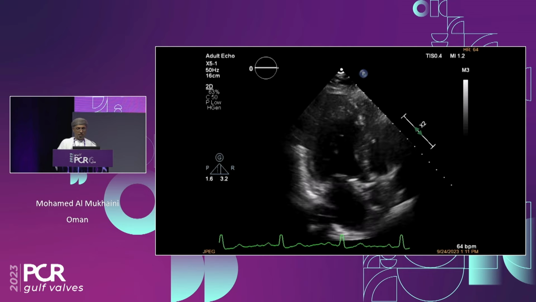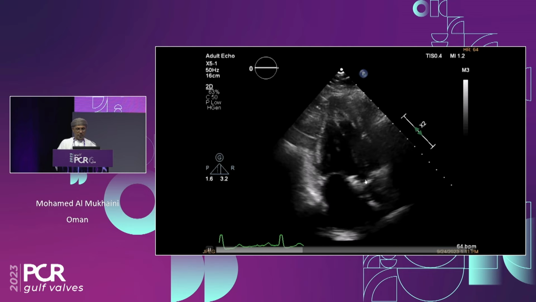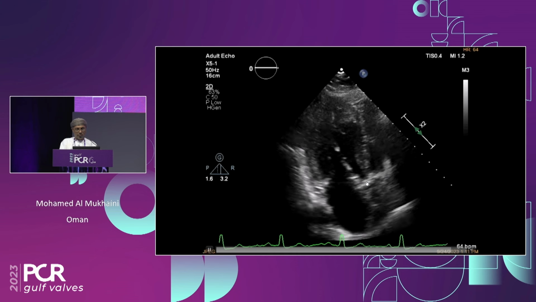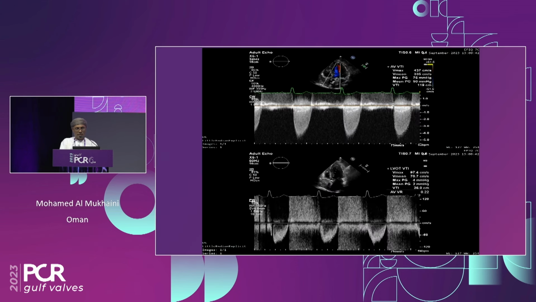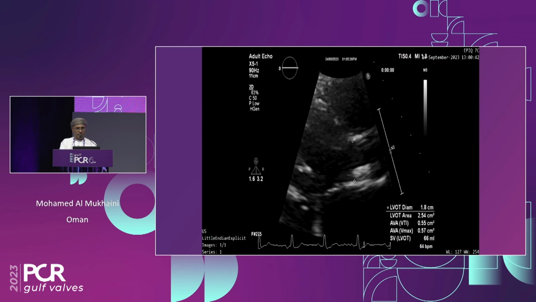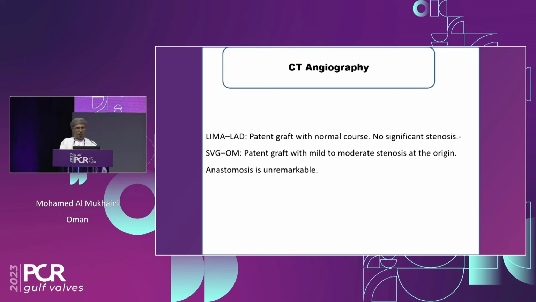And this is the apical three-chamber view showing the severe fibrocalcification of the aortic valve. And this is the Doppler through the aortic valve showing a maximum velocity of 437 with a mean gradient of 50. And the annulus or LVOT diameter is 1.8.